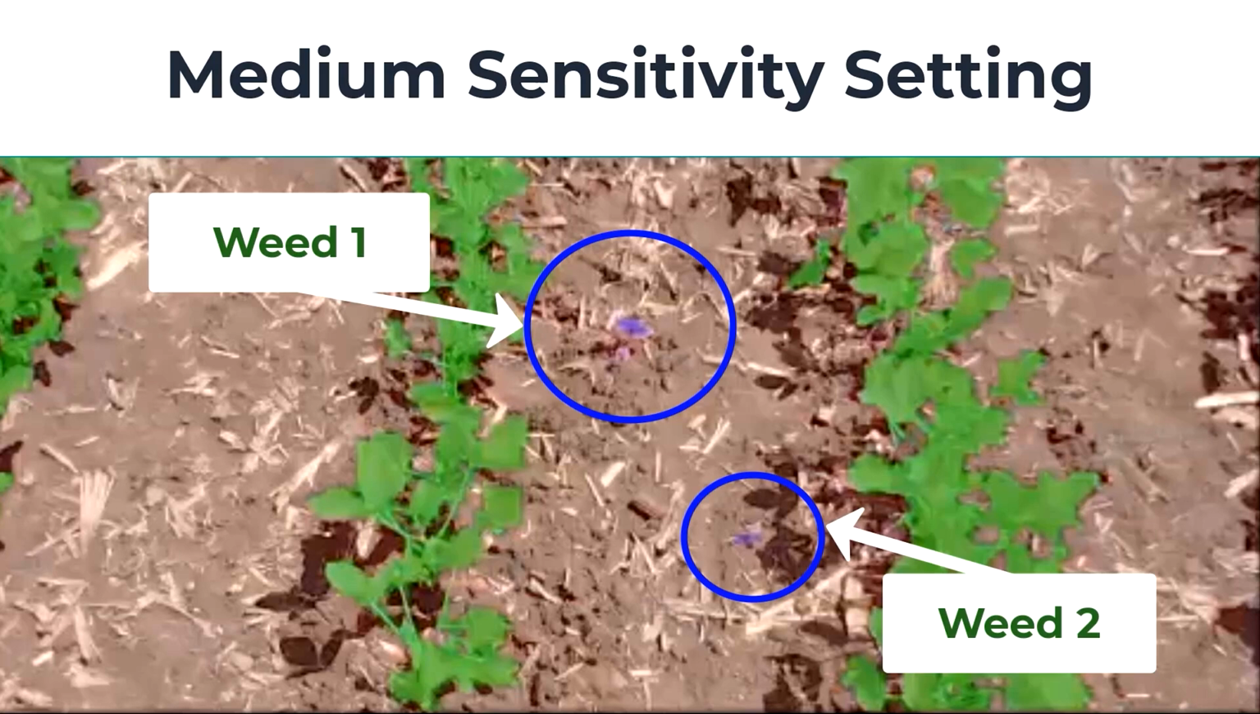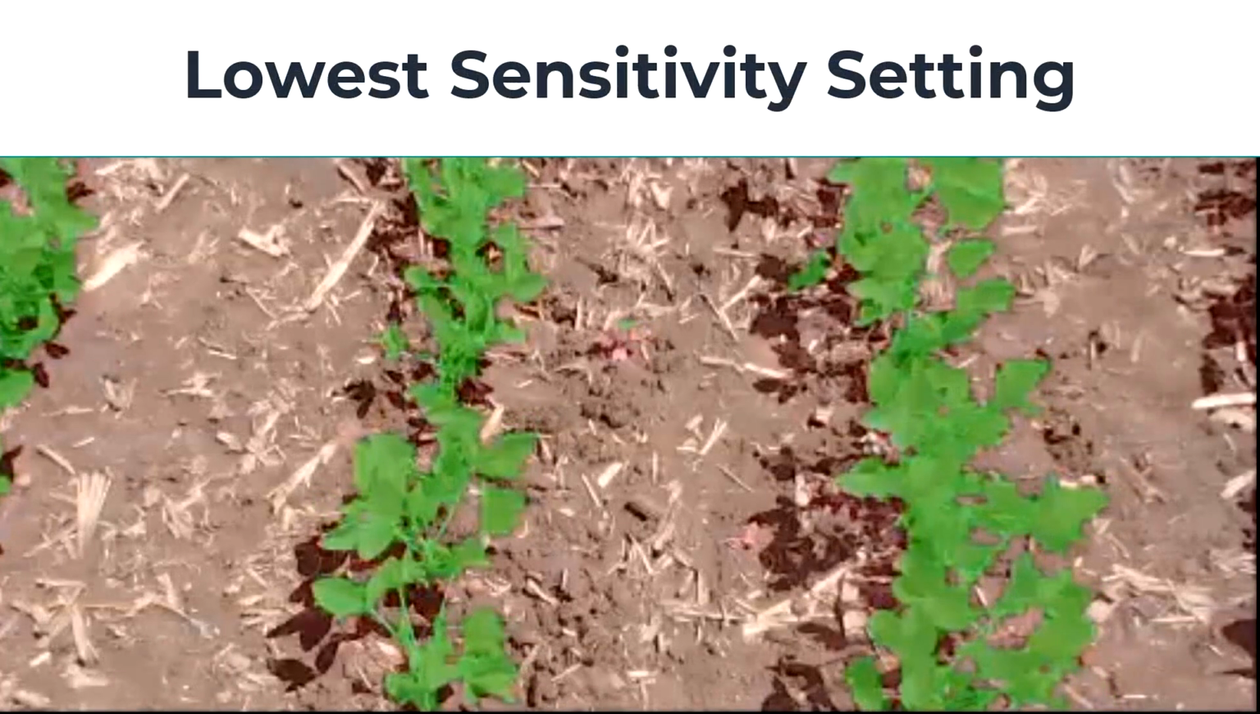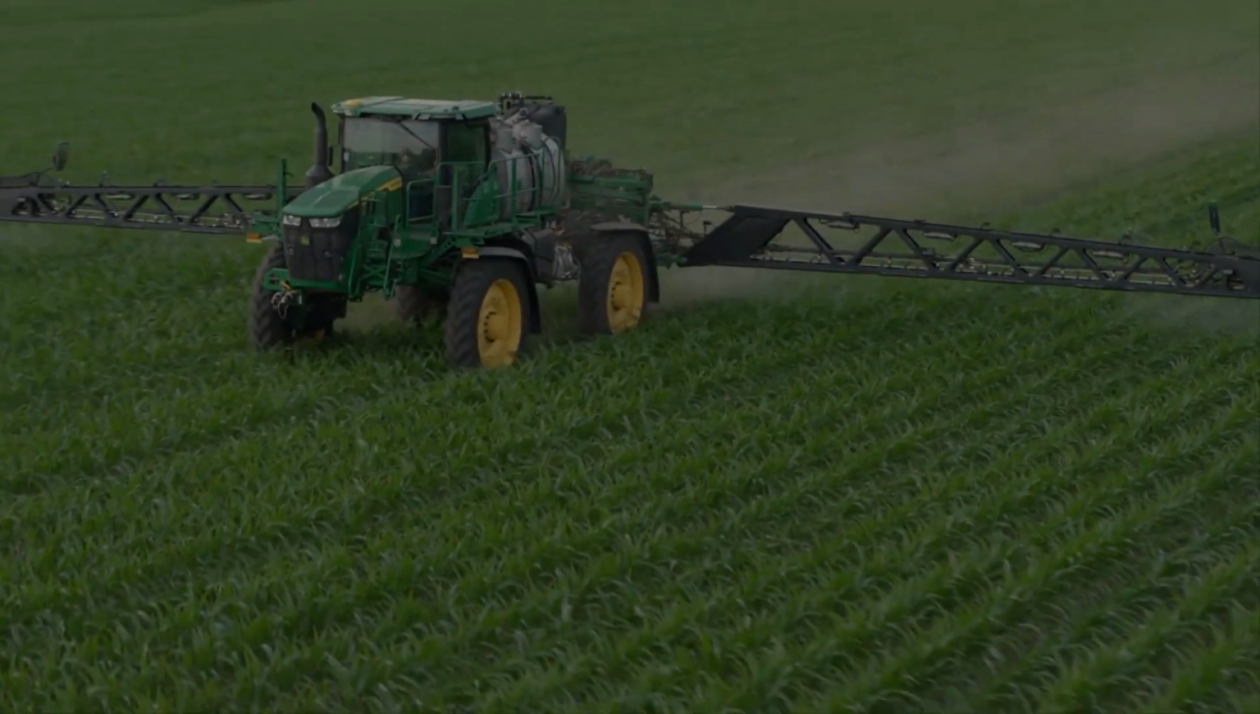This difference between settings allows our customer to select whether they would like to only target weeds of a certain size. On a sensitivity of low, we can see the system is no longer identifying any of the weeds in the field. These sensitivities are best for targeting larger weeds in the field.